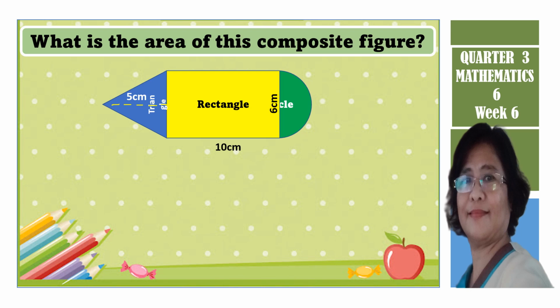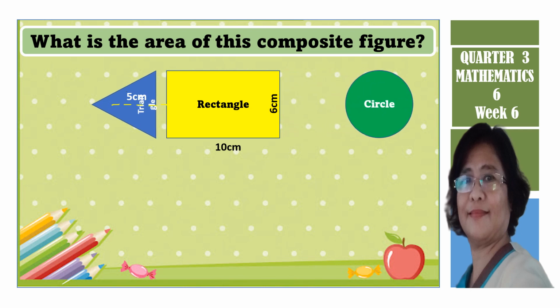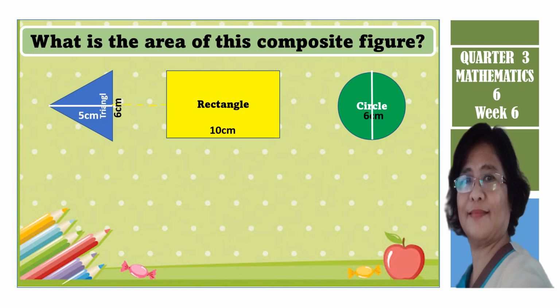Now, let us find the area of the composite figure. The figure is formed by composing three plane figures: the half circle and the rectangle. Of course, we have the triangle. Do you still remember the formula to find its area? What is the formula used in finding the area of the triangle?